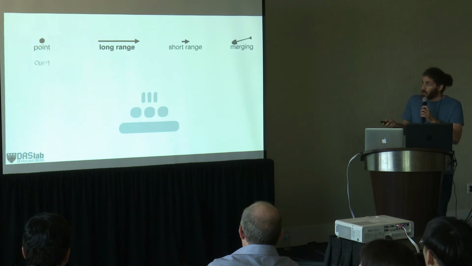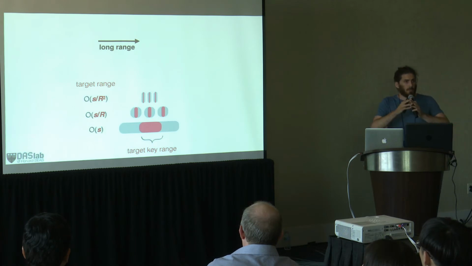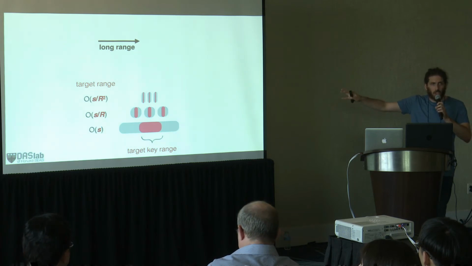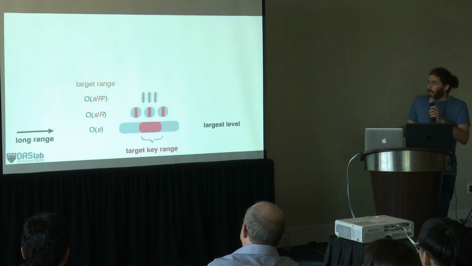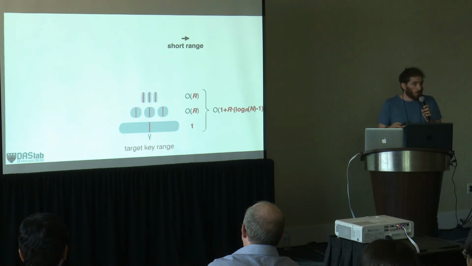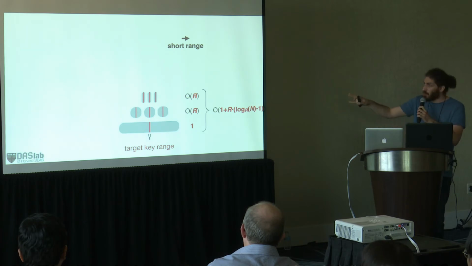So for long-range lookups, access is also still dominated by the largest level because that still takes more work than the few random IOs that we now have to issue at smaller levels. But for short-range lookups, here we incur our overhead. So we have a worse bound because we have to issue a random IO to each one of these smaller runs.